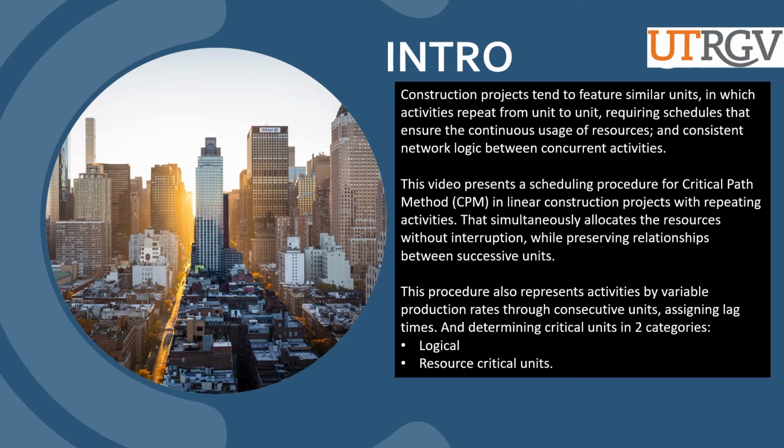that ensure the continuous usage of resources and consistent network logic between concurrent activities. This video presents a scheduling procedure for critical path method, CPM, in linear construction projects with repeating activities that simultaneously allocate the resources without interruption, while preserving relationships between successive units. This procedure also represents activities by variable production rates to consecutive units, assigning a lag time and determining critical units into two categories, logical and resource critical units.